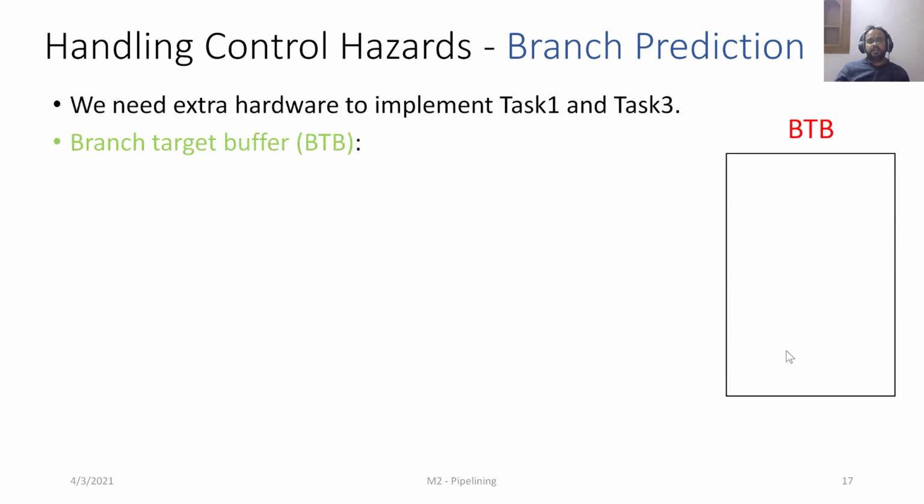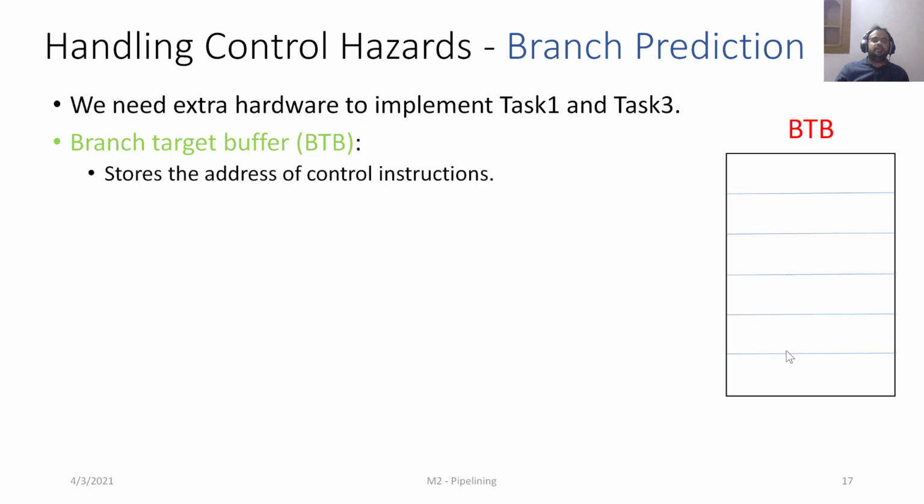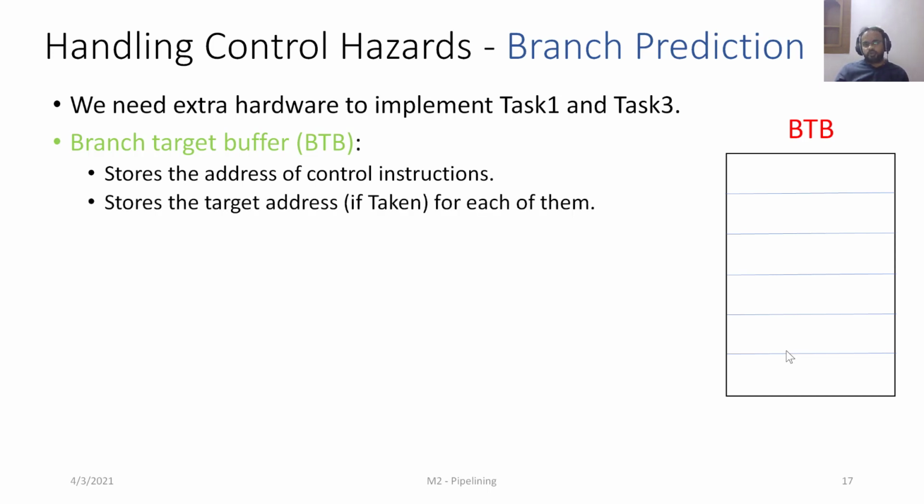So in the last class, we looked at the first and third questions and said we would need a hardware called branch target buffer, which you can imagine as an array of addresses, and the addresses that it stores are of the control instructions, and it will also store the target address of that branch when it is taken, right? So the PC, or the address of the instruction itself, is used to index into this BTB. And for the sample program that we studied, the entries were something like this.